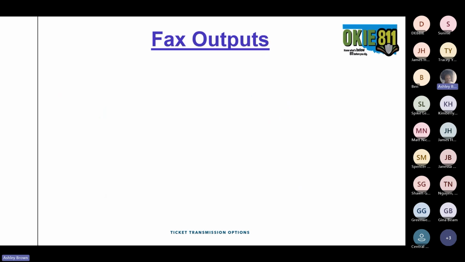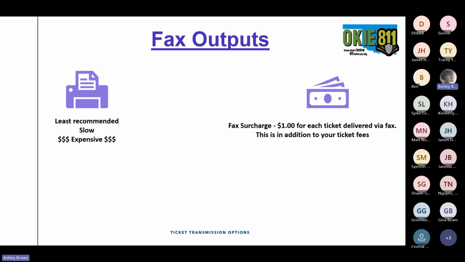The next transmission method we have is fax. Fax is the least recommended method of ticket delivery. It is slower and more expensive than other delivery methods. At the time of this webinar, there is a fax delivery surcharge, which is $1 per ticket for every ticket that's delivered via fax. And that surcharge is in addition to the ticket fee, and the price could increase in the future.